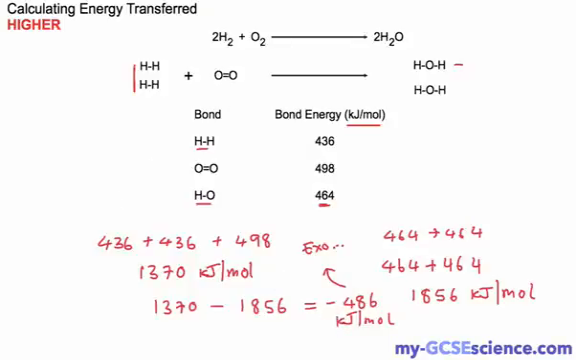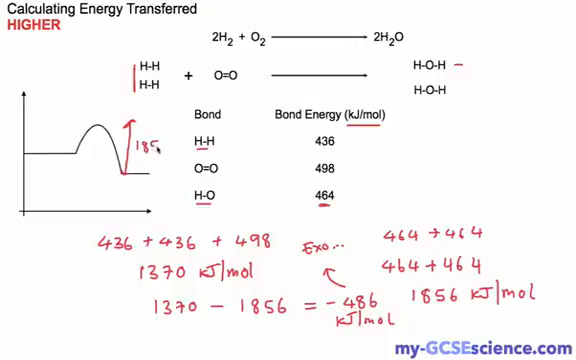Now we can show this on our graph, and that would look a little bit like this. This is an exothermic. The energy level of our product is lower down than our reactants, and so energy has been given off. This value here is our 1856 that we calculated over here. That's how much energy has been given out, and you can see that more energy is given out than that was used to break the bonds, and therefore the reaction is exothermic.